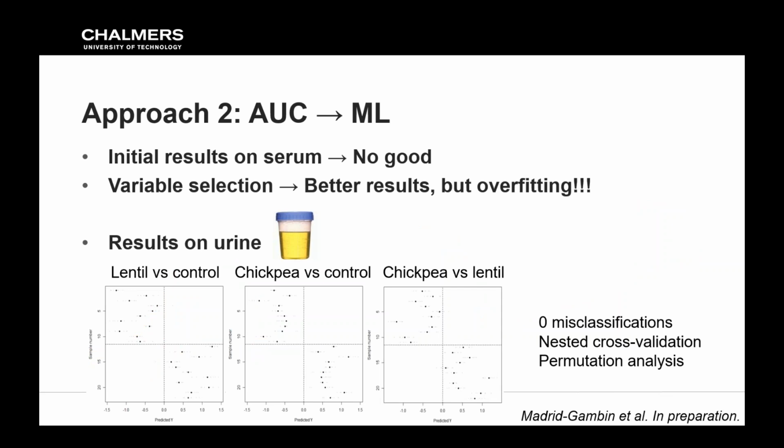What we found was, from the initial results on serum, that we got nothing, basically, using the full data set. If we employ some variable selection, we can get some type of results with strengthening the multivariate modeling, but of course this results in overfitting, so it was significant, but it was not very nice. At this point in time, we received the urine data, and since we were working on the area under the curve and the multi-level analysis, we decided to continue with this, and it turned out to be really beautiful.